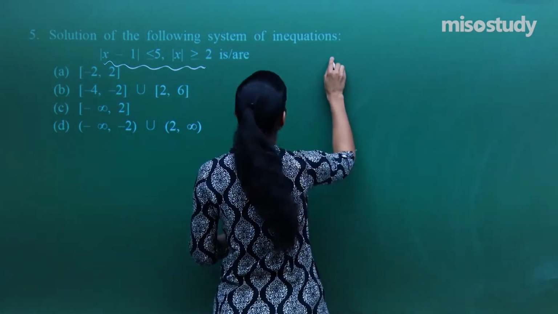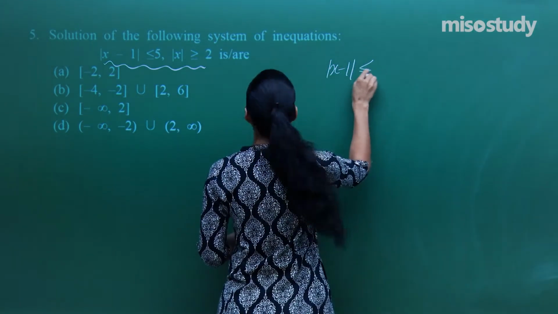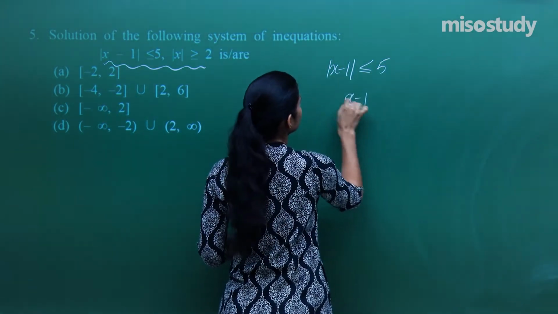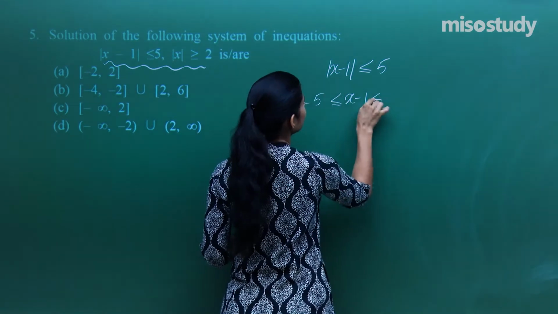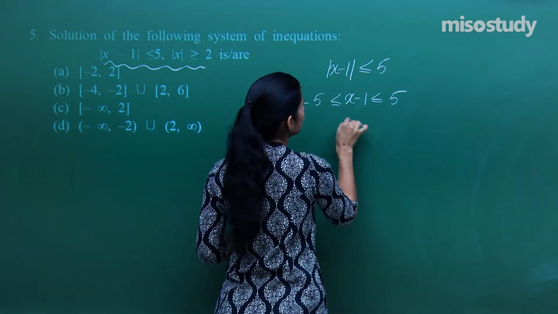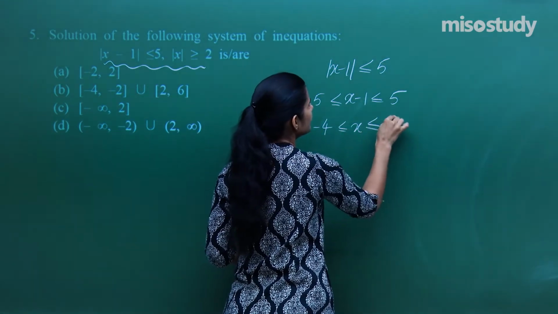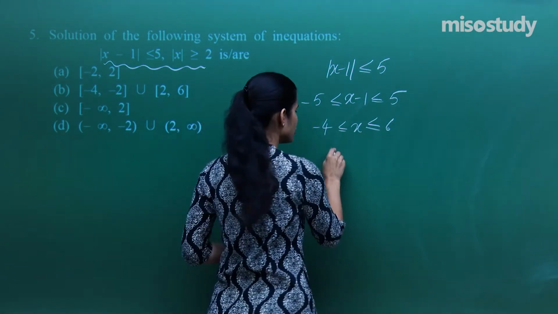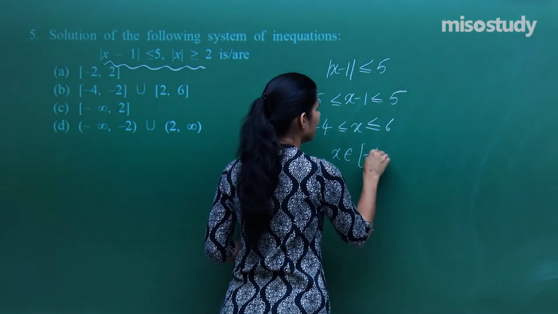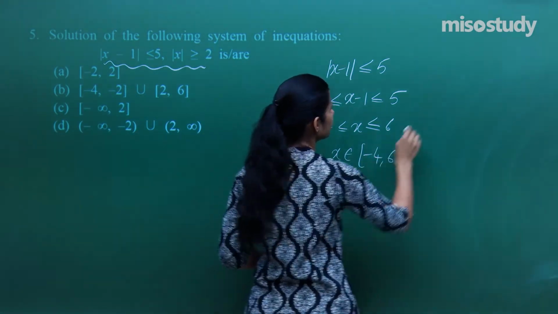So the first inequation is mod of x minus 1 is less than or equal to 5. I just told you, this means x minus 1 is greater than or equal to minus 5 and less than or equal to 5. That means x is greater than or equal to minus 5 plus 1, which is minus 4, and less than or equal to 5 plus 1, which is 6. So the first solution set is minus 4 to 6, closed interval.